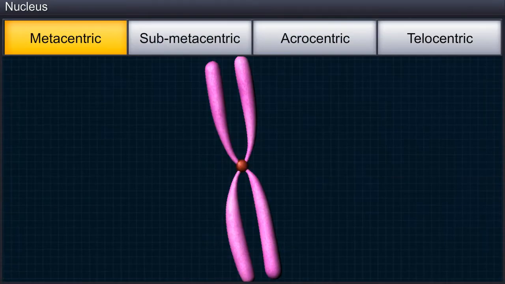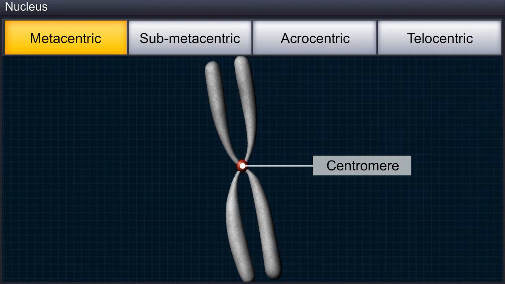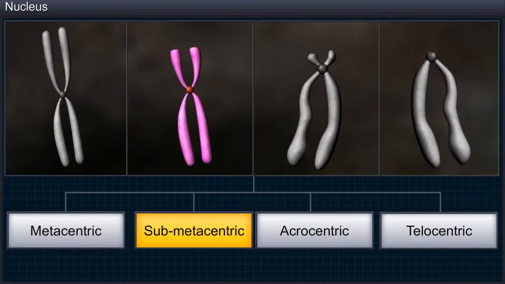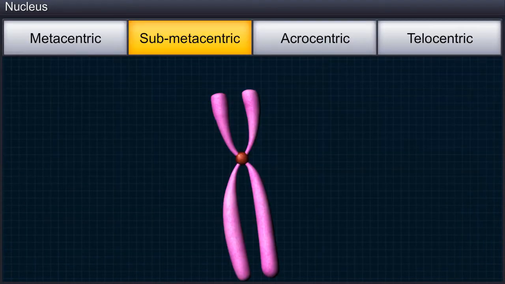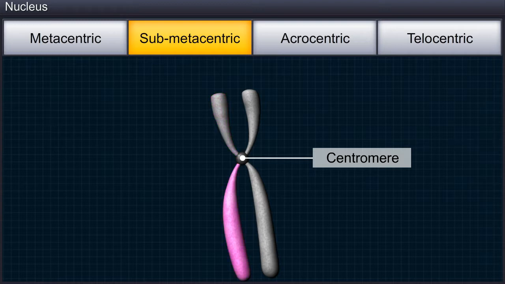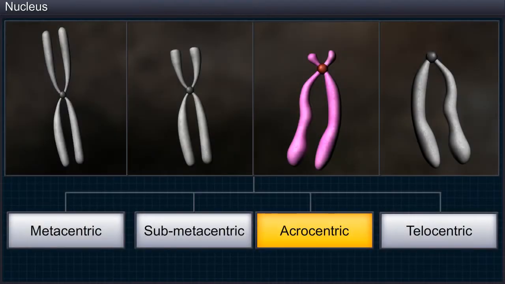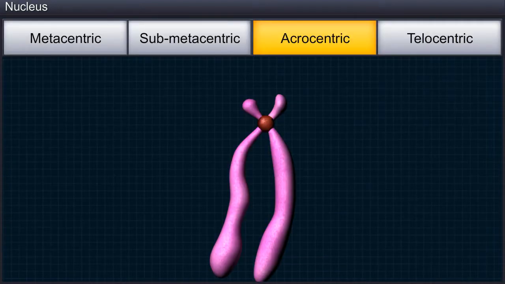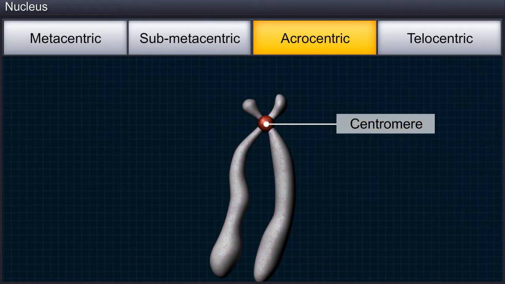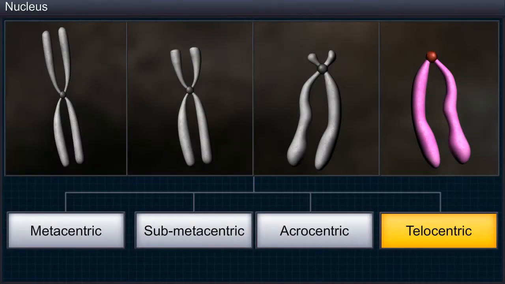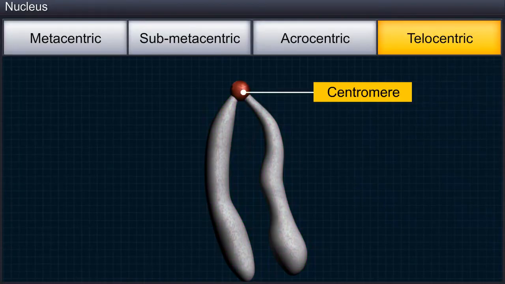In metacentric chromosomes, the centromere is exactly in the middle, forming two equal arms. In submetacentric chromosomes, the centromere appears closer to one arm of the chromosome, creating two arms of unequal length. An acrocentric chromosome has its centromere located very close to one of its ends, resulting in one extremely short and one very long arm. In telecentric chromosomes, the centromere is located at one end of the single arm.